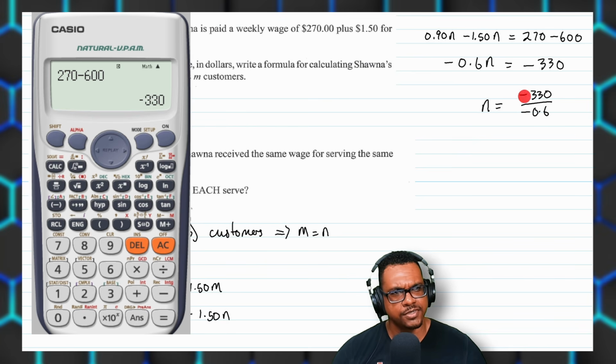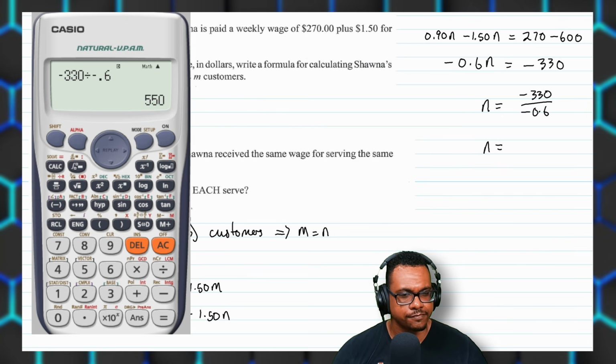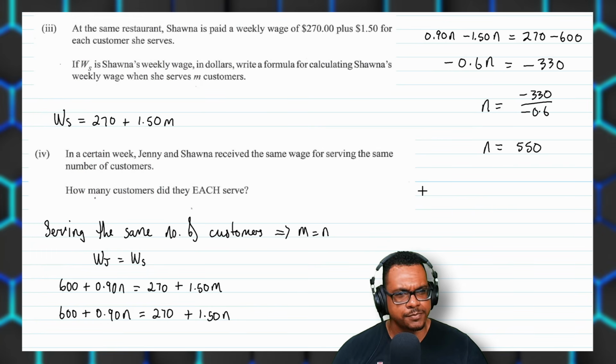Of course, you're dividing two negatives, you're going to get positive. So we're going to calculate and work it out. So n is equal to, I'll put in negative 330 divided by negative 0.6, and we get 550. All right, so that's 550 customers. So let's put they must each serve 550 customers.